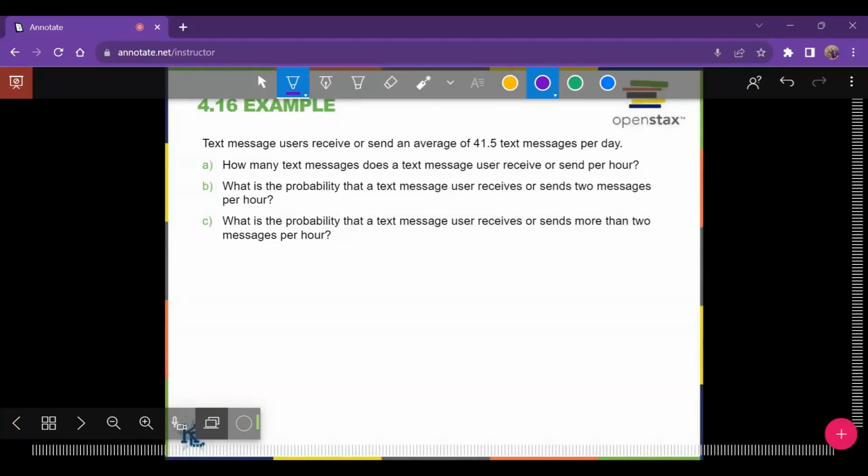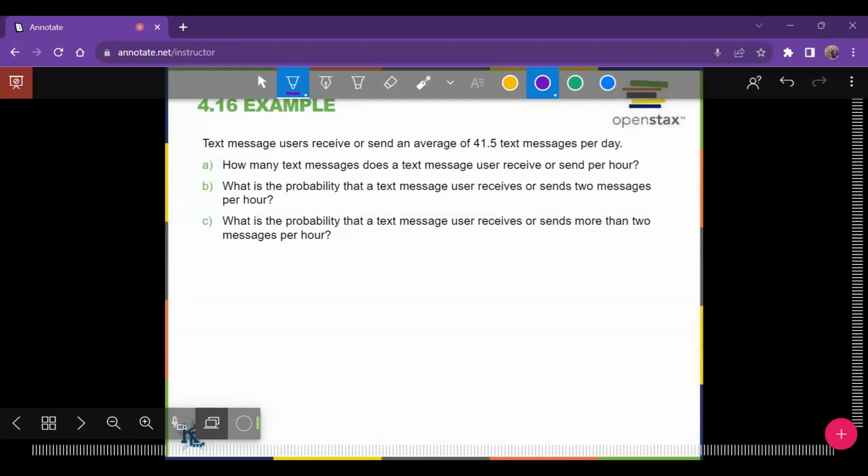So here it says, text message users receive or send an average of 41.5 texts per day. How many text messages does the text messenger receive or send per hour? So what you need to realize here is we're doing a difference between per day and per hour. So in this one, we're actually trying to figure out that lambda because we're being asked for things on a per hour basis and we're given a day.